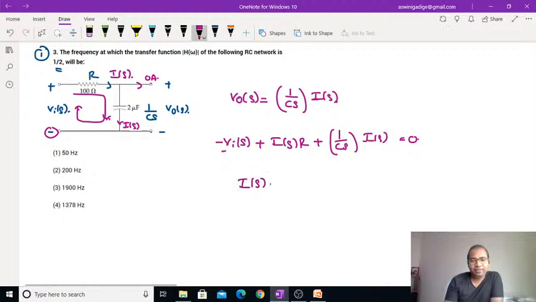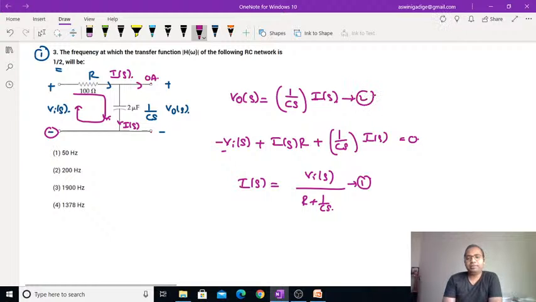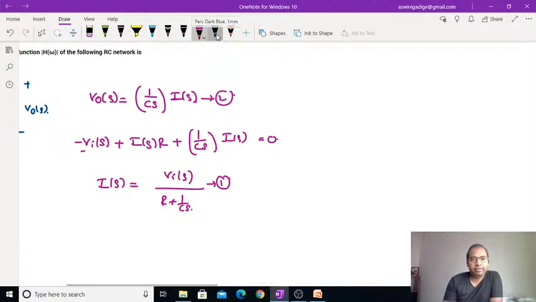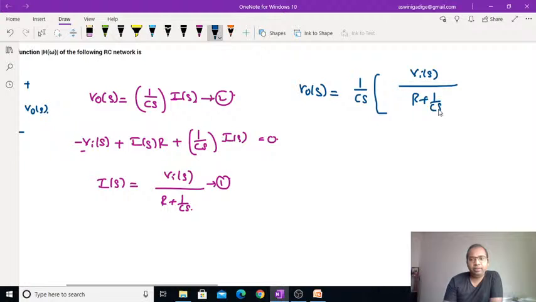And next, from this one, I of S can be taken as VA of S divided by R plus 1 by CS. So it is the current expression and it is the output voltage expression. Let's substitute the first equation in the second equation. Then what I am going to get is that V naught of S is equal to 1 by CS into VA of S divided by R plus 1 by CS, that is equal to VA of S divided by RCS plus 1.